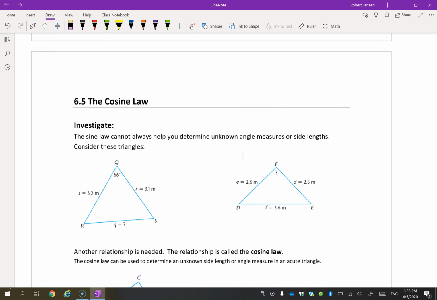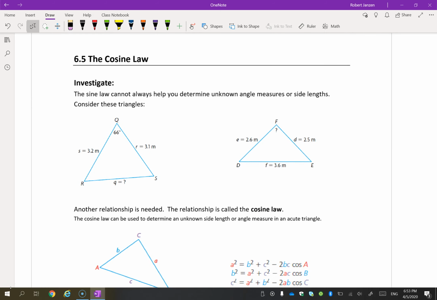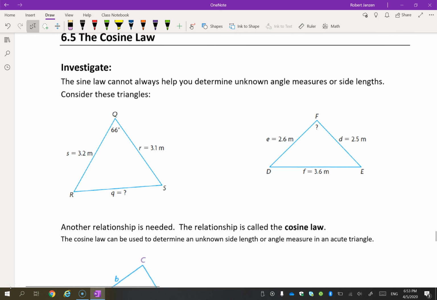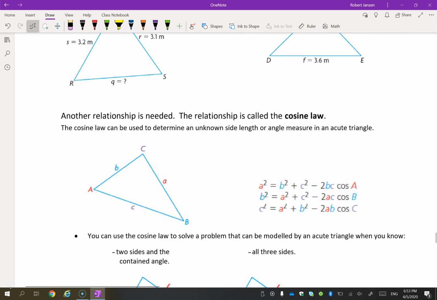Sometimes you don't have that though. Take a look at this first example. Here, you don't have the side opposite the angle, and then you just have two more sides. Sine law would not work there. Here, again, you have the side, but you don't have the angle, and then you have two other sides. You do not have the situation for sine law. So another strategy is needed.